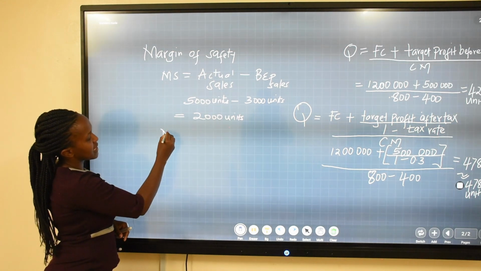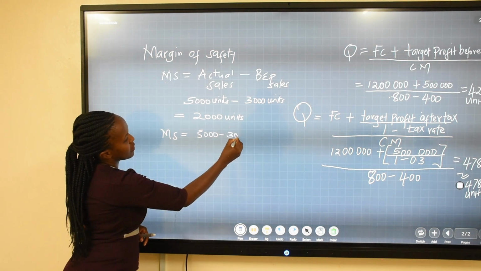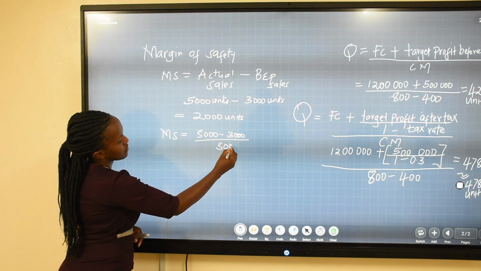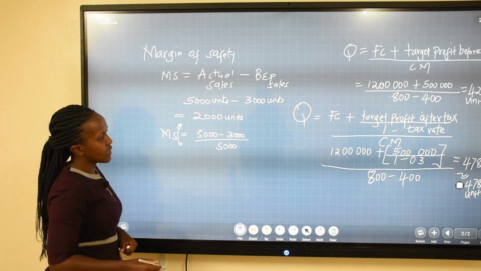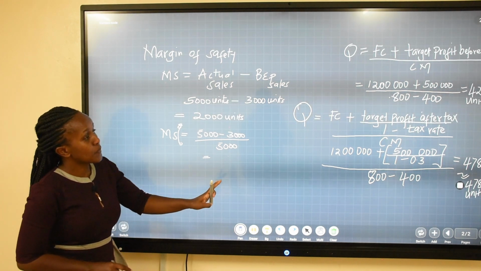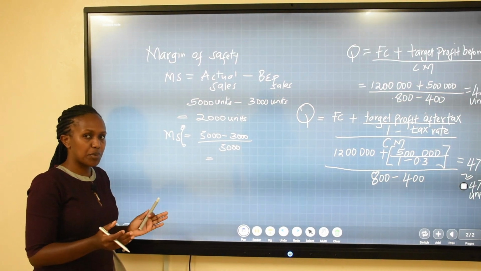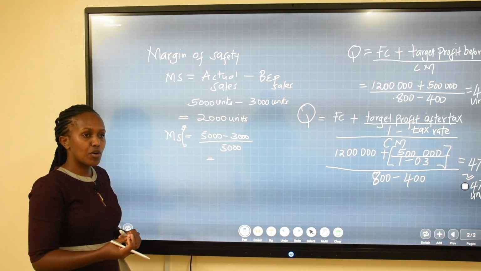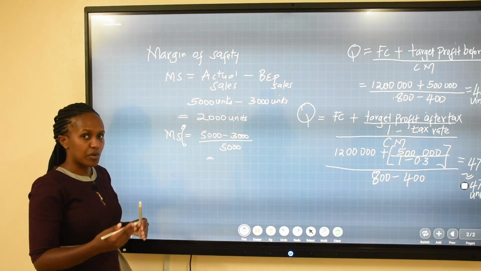We can also get this as a percentage, which is going to be 5,000 minus 3,000 over 5,000. If you compute that, it can give you the answer as a percentage. So this is how you compute our question on break-even point, but where you have one product. In our next section, we are going to look at break-even point where you have a multi-product scenario, where you're selling more than one product.